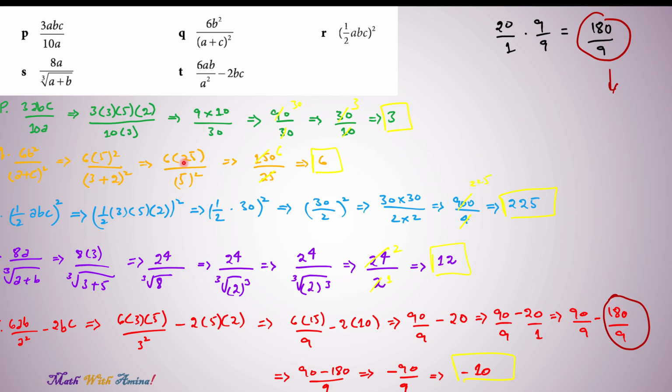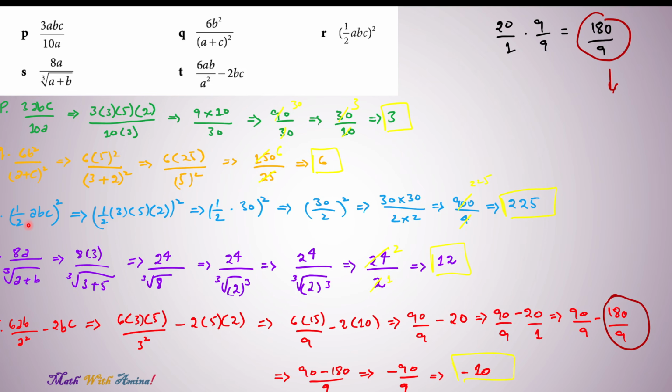So 6 multiplied by 25 is equal to 150 and 5 squared is equal to 25. If we simplify it, 25 multiplied by 1 is equal to 25 and 25 multiplied by 6 is equal to 150. So 6 is the final value of this expression.